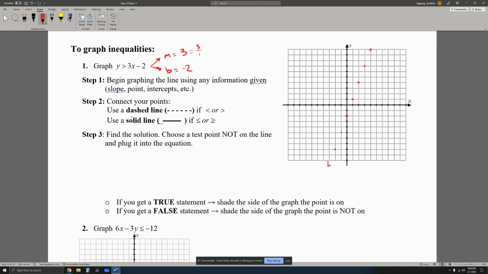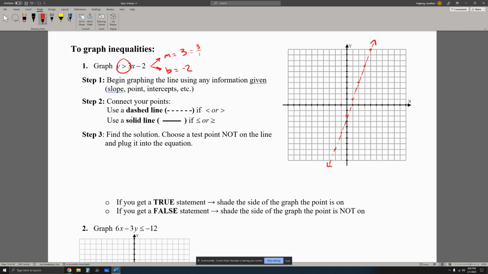And you know what? I accidentally drew that a little bit too fast. So step 2 is going to be to connect our points. We're going to use a dashed line if it's less than or greater than, and then we use the solid line if it's less than or equal to or greater than or equal to. In this case, we have just greater than. So this is going to be a dashed line. If you drew it too fast like me, you might have to erase it a little bit. But this is a dashed line. Now this is still a line, so don't forget those arrowheads. This does extend infinitely in both directions.